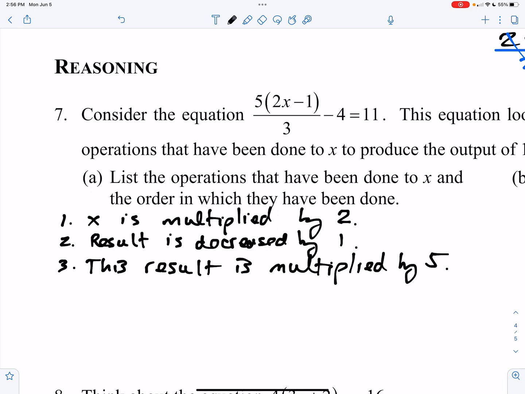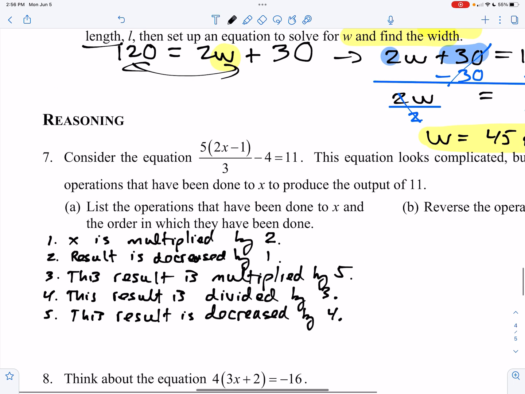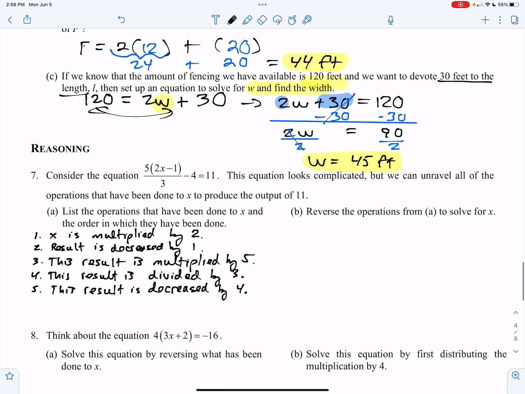Okay, now after we multiply by 5, that result was divided by 3. And then finally, that result was decreased or subtracted by 4. Okay, so let's reverse the order of this and solve for x.